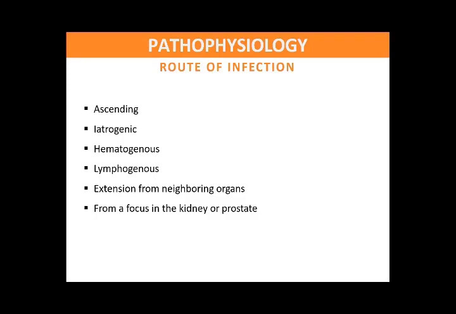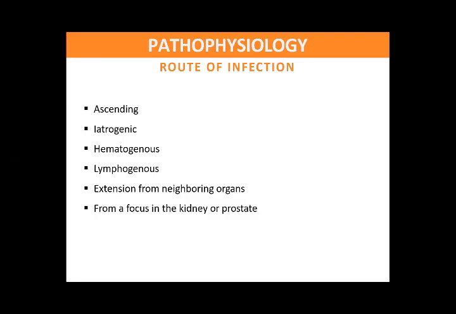In hematogenous spread, a patient having septicemia or bacteremia may have some GI abnormality, may have a ruptured intestine, or have peritonitis leading to septicemia. So these are the infections. Hematogenous spread through the blood can lead to UTI. Lymphogenous spread, through the lymphatic system, can lead to UTI, and so can extension from a neighboring organ.